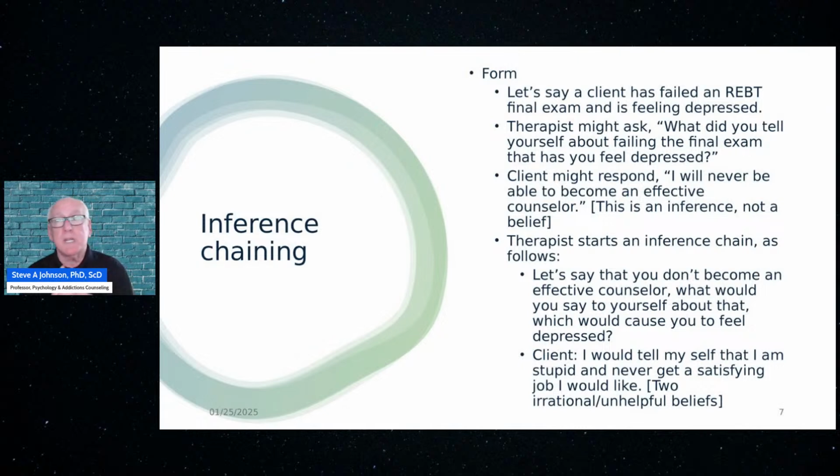And so what do we do in an inference chain? You assume the truthfulness of the inference. That's important. You assume the truthfulness of the inference, which often for the client will be the worst case scenario. We go with worst case scenarios. Why? Because if we can help them with the worst case scenario, we can help them with everything else that's not a worst case. So we go with the inference. We say, let's say that's true. So here's what the therapist might say.